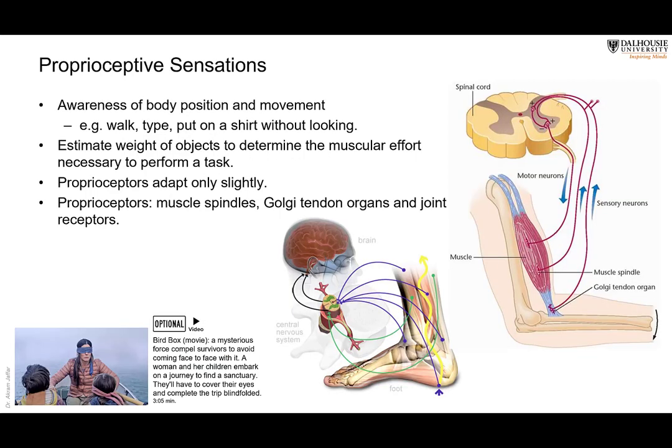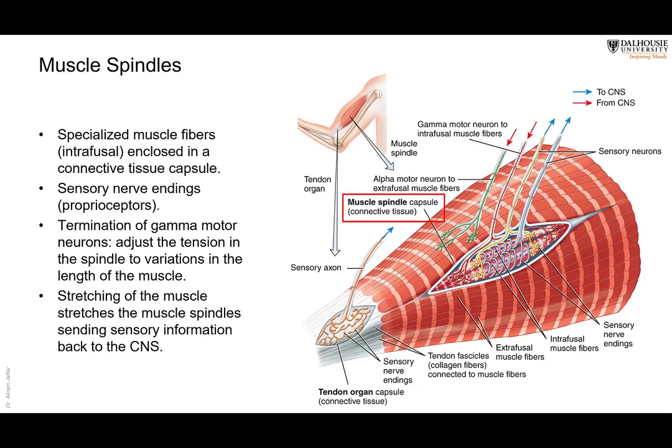The proprioceptive sensation is, as I said, the awareness of body position and movement, like when you walk or when you type with 10 fingers, and sometimes you use it to estimate weight, so that you have an idea about how much muscle contraction is required. The proprioceptors do not adapt easily. They only adapt slightly. And they are present in different parts of the body. This is the best place where they are present. They are present in what we call the muscle spindle.